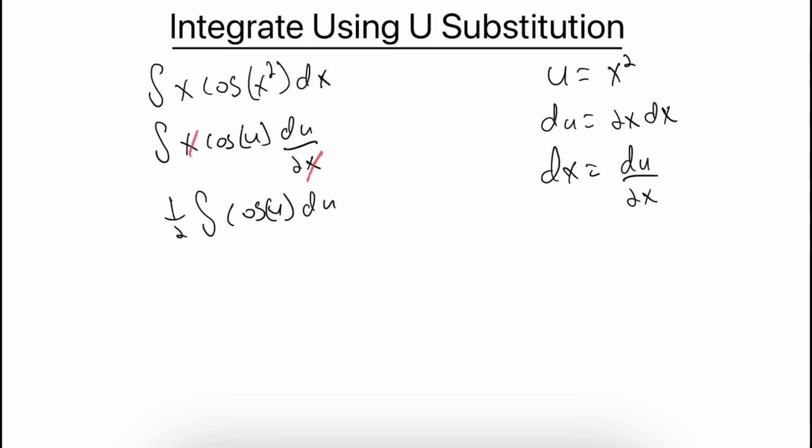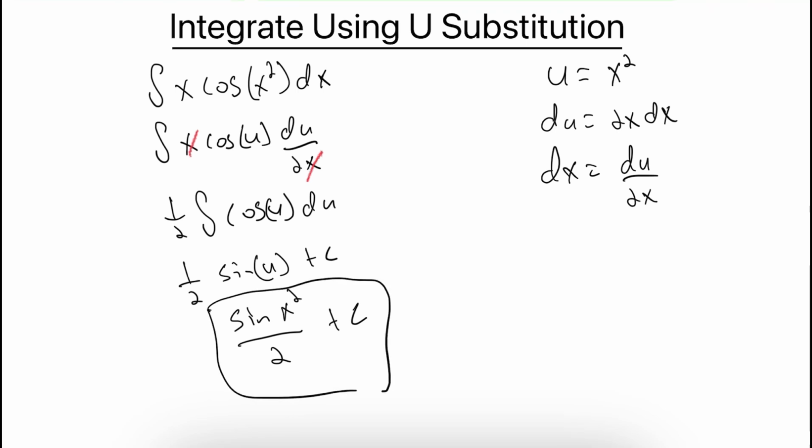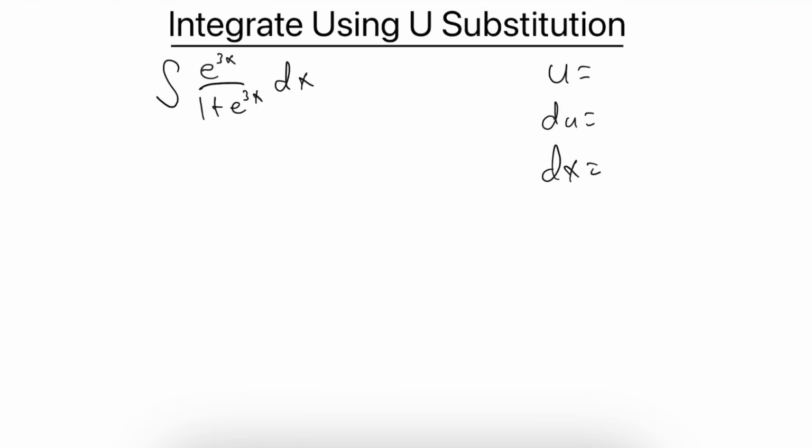Now we're going to integrate. The antiderivative of cosine is sine, so we have 1/2 sine u plus c. Now we'll sub in our u. We have sine x squared over 2 plus c. And that's our final answer.